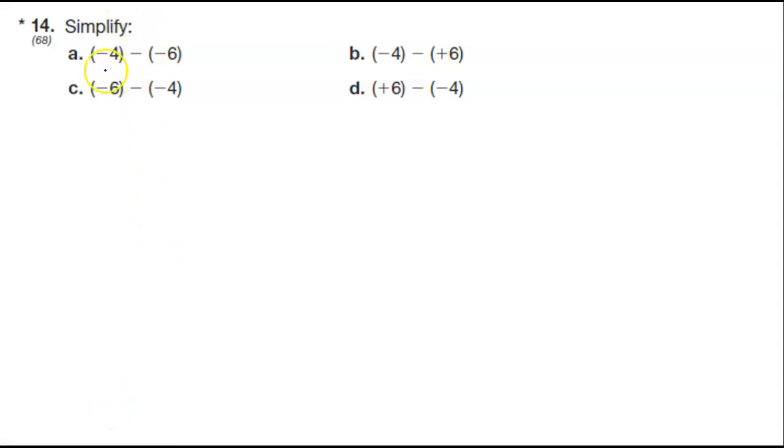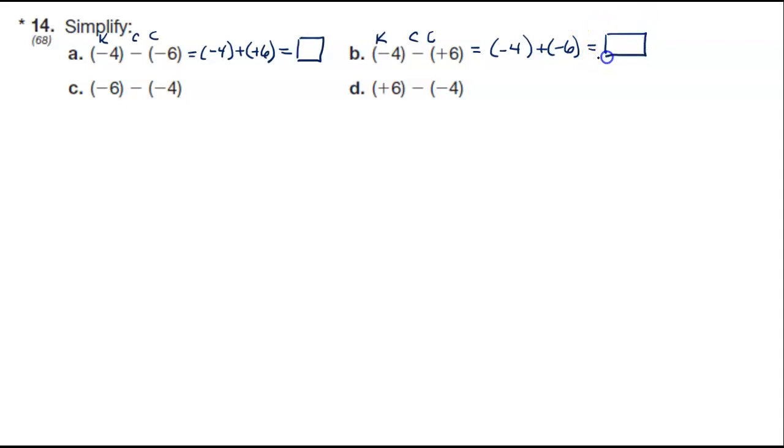All right. Oh, we did this today in our practice. Okay, so this is going to be keep, change, change, because it's a subtraction problem. So I have -4 plus a +6. They're opposite signs, so I'm going to subtract and take the sign of the larger. And you get your answer. Here I'm going to keep, change, change again. I get -4 plus -6. They're the same sign, so I'm going to add and keep the sign.